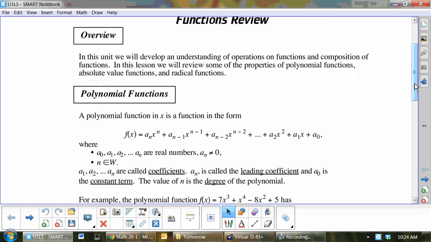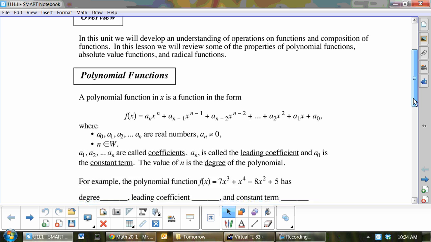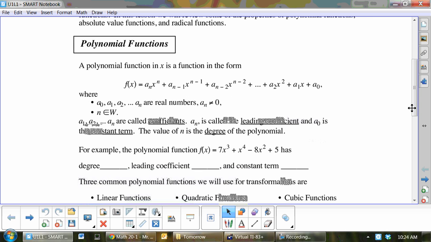Now the first thing we're going to do is work on functions and relations. Now, the first thing I'm going to talk about is a polynomial function. You with me here, guys?